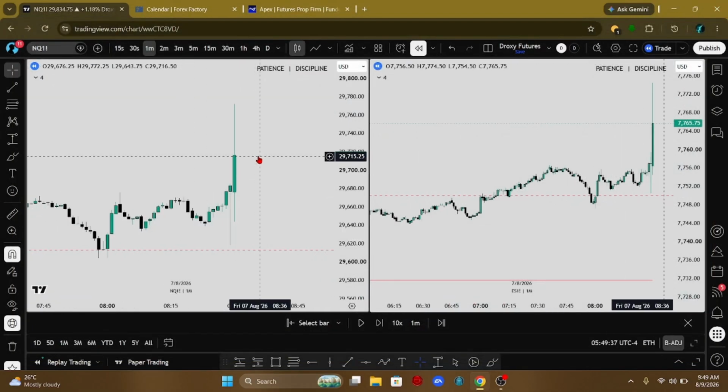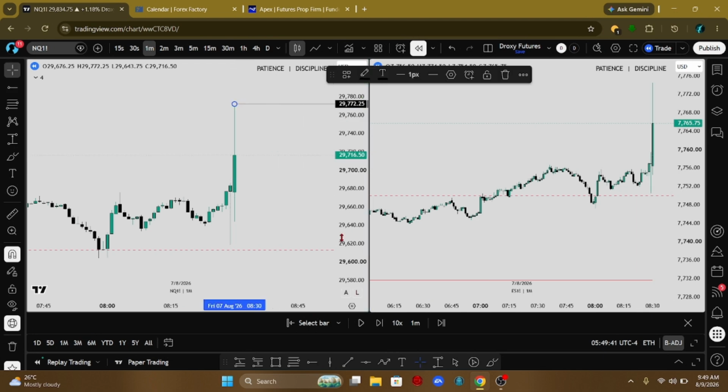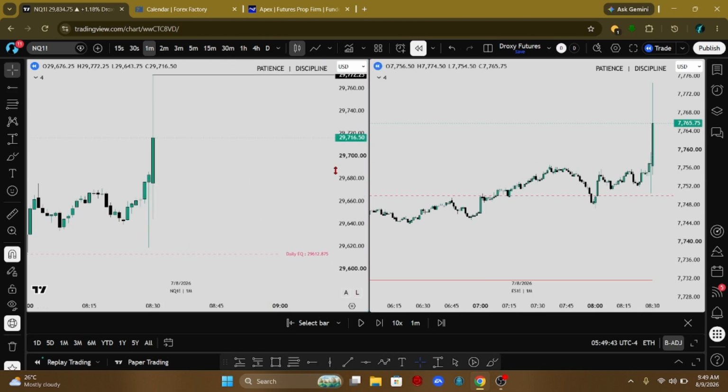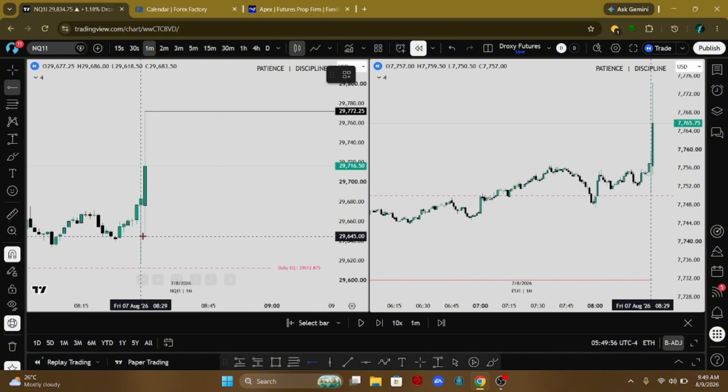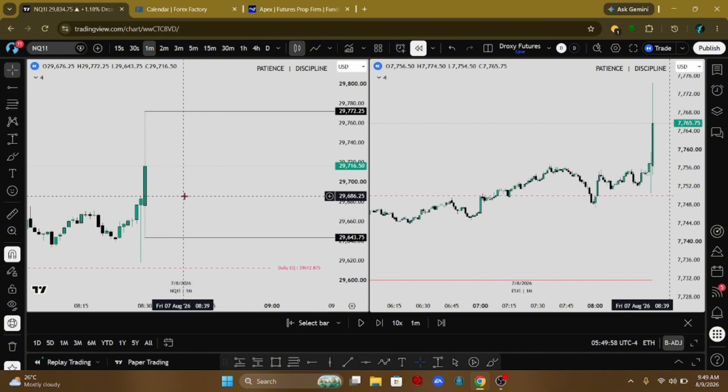So I'll be teaching you guys how to trade the data candles. Okay, so what's a data candle? A data candle is a high impact news candle, the same as other data candles like CPI, NFP, FOMC, and PPI. But the data candles that I like trading are CPI and NFP.